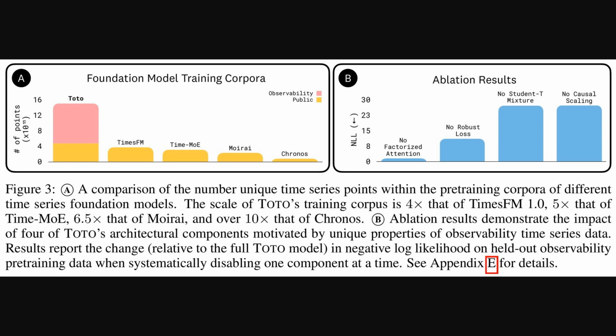Okay, so having seen a detailed schematic of the TOTO architecture, this now provides further context on TOTO's training and design choices. Panel A here really emphasizes the scale of TOTO's pre-training, showing its training corpus, which is the dataset it learns from, is significantly larger than other models, combining both observability and public data sources. Then, Panel B presents results from an ablation study. An ablation study is where specific components of the model are removed one by one to see how much they contribute to overall performance. The bars show the increase in negative log likelihood, which is a measure of prediction error, so a higher bar means that component was more important for good performance. We can see that removing the causal scaling, or the student-T mixture model, both key parts of TOTO's design, led to the largest drops in performance.